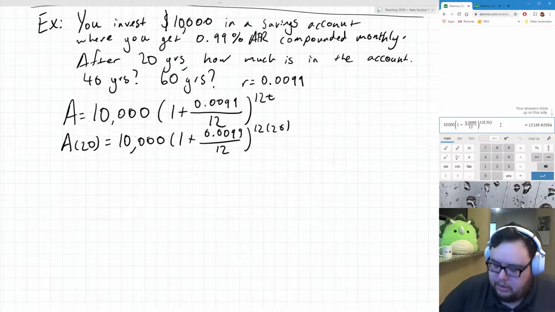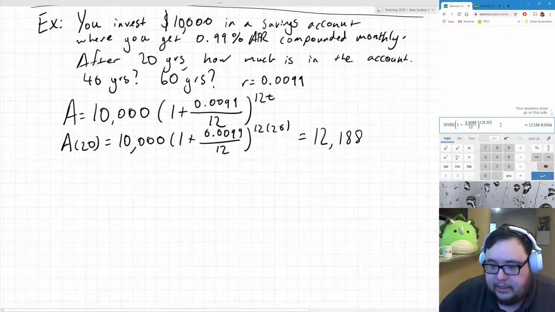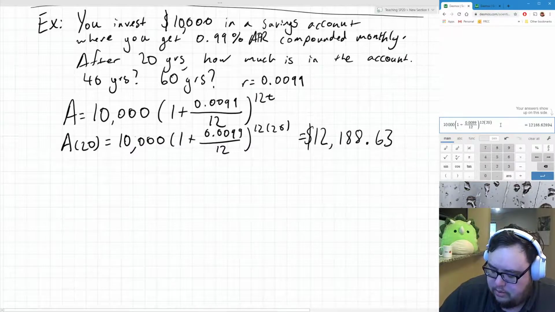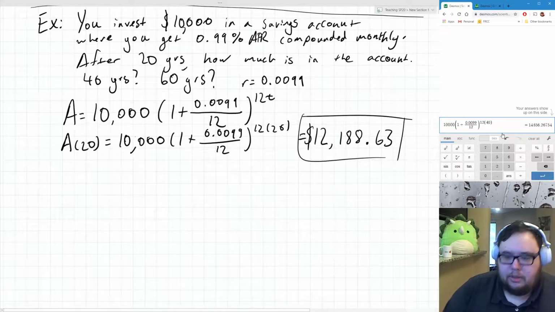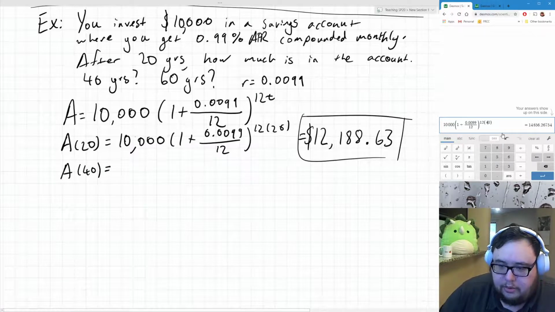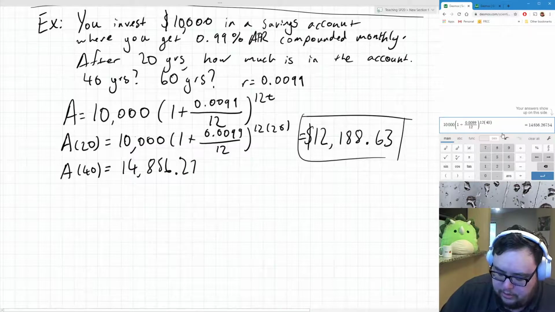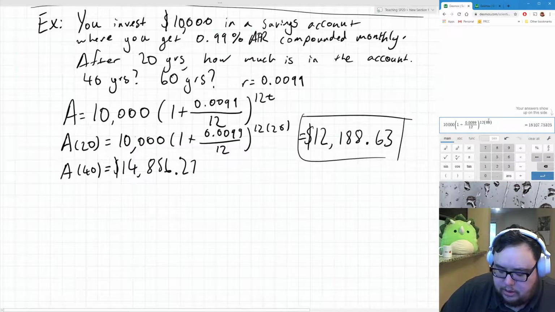So after 20 years, you'll have $12,188.63. What if we go up to 40 years? Then we'll have $14,856.27. And then if we go out to 60 years, we have $18,000.